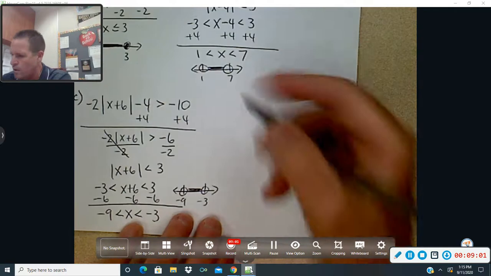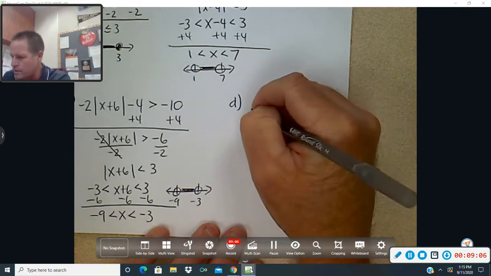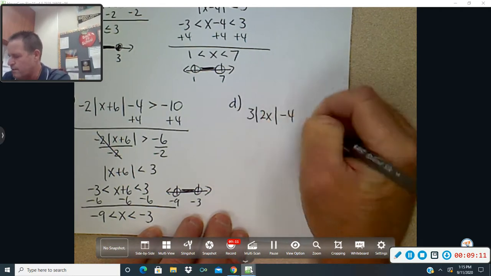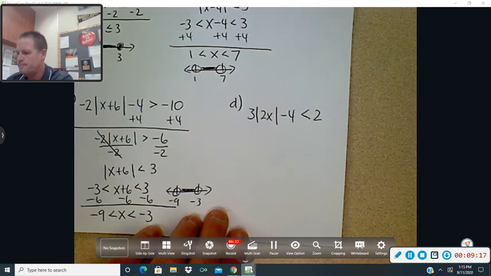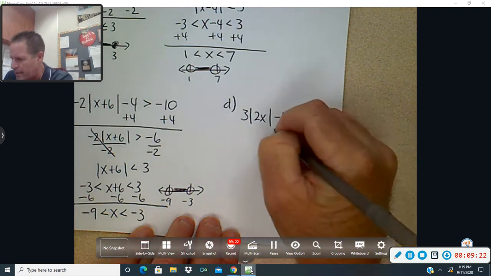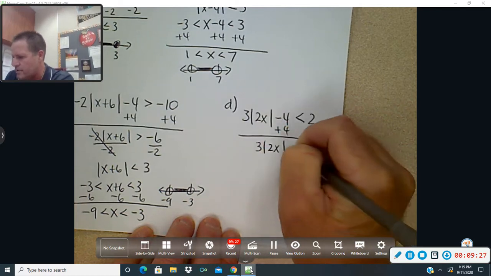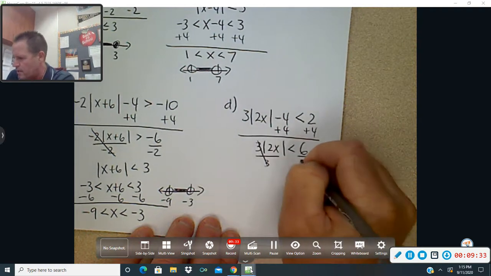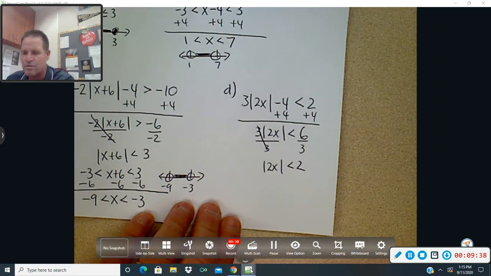All right, let's do one more. And I think we'll have it at that point, at least the less than ones. So let's go with 3 times the absolute value of 2x minus 4 is less than 2. So again, I've got to get the bars alone. Well, that means I got to add over 4. So I got 3 times the absolute value of 2x is less than 6. Divide each side by 3. So absolute value of 2x is less than 2.